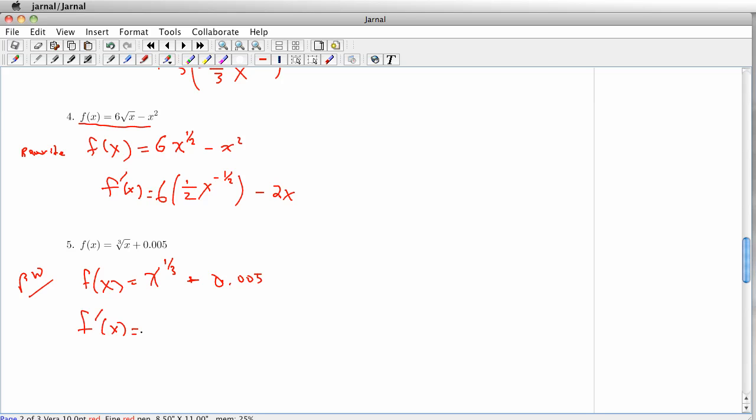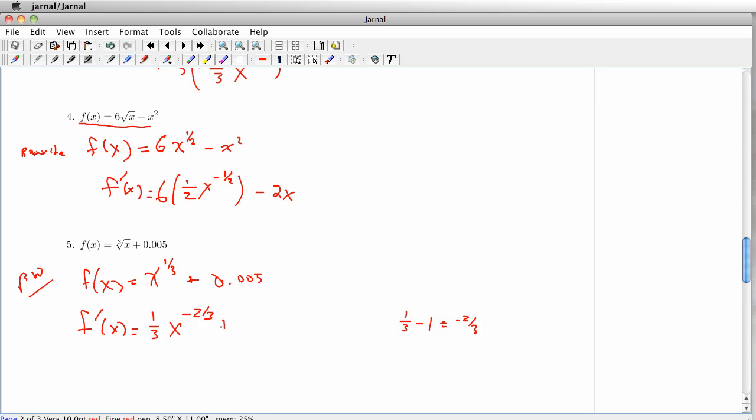If I use my regular power rule, the 1/3 power, the 1/3 comes out front, and then I'll have a new power that is 1 less than the original. So I have to subtract 1 from 1/3. My new power will be negative 2/3.